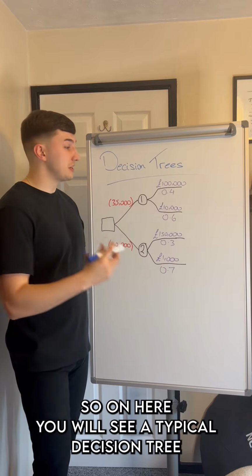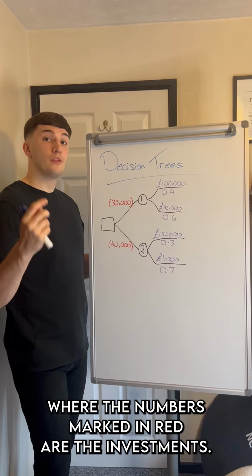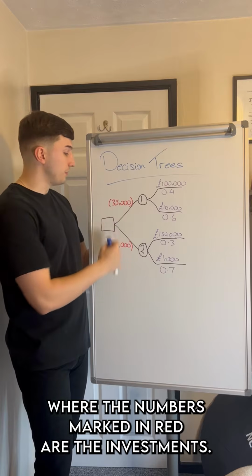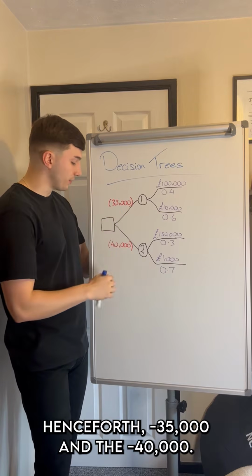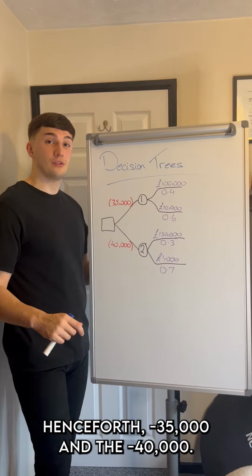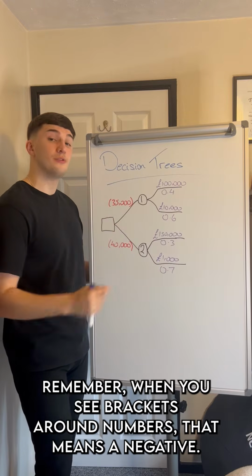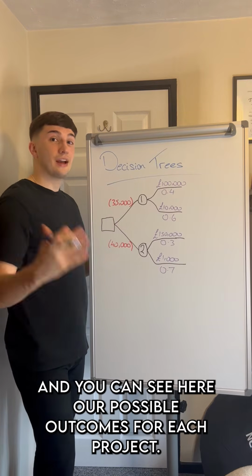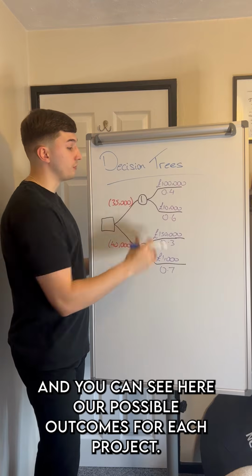So on here you'll see a typical decision tree where the numbers marked in red are the investments, henceforth negative 35,000 and negative 40,000. Remember, when you see brackets around numbers, that means a negative. And you can see here our possible outcomes for each project.